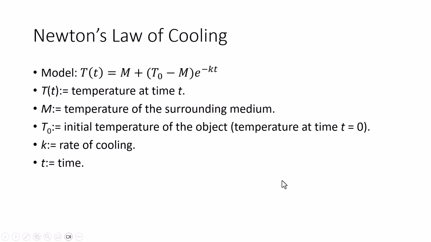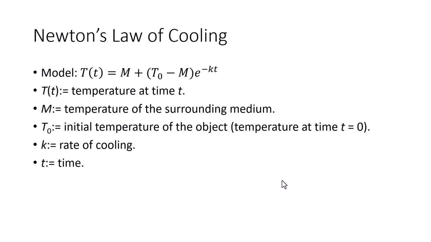The model appears as follows. We have capital T of little t is equal to m plus the quantity T naught minus m, then that quantity is times e to the negative kt. Now capital T of t is representing the temperature at time little t. M in this model represents the temperature of the surrounding medium. T naught is the initial temperature of the object, or the temperature at time 0. K is the rate of cooling. We've already factored out the negative for this.